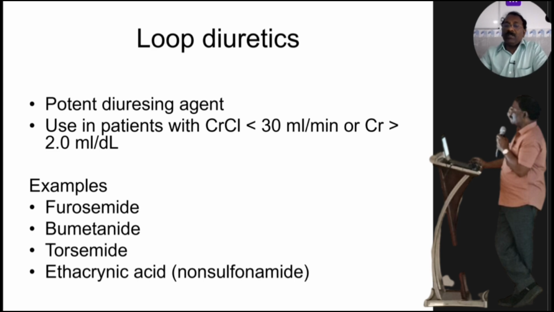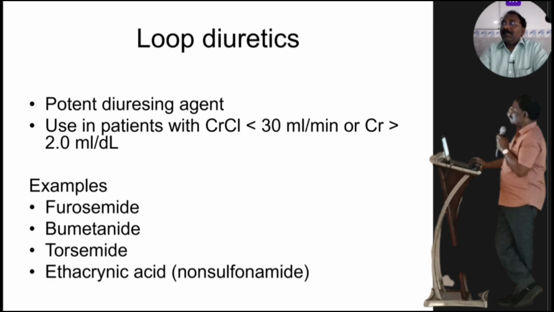Loop diuretics are very, very useful drugs, especially in the setting of fluid overload. So the people with orthopnea, the people with PND, when your diagnosis is heart failure. So once the GFR is very less, maybe less than 30, with pedal edema, puffiness of the face, obviously the diuretic of choice is the loop diuretics.